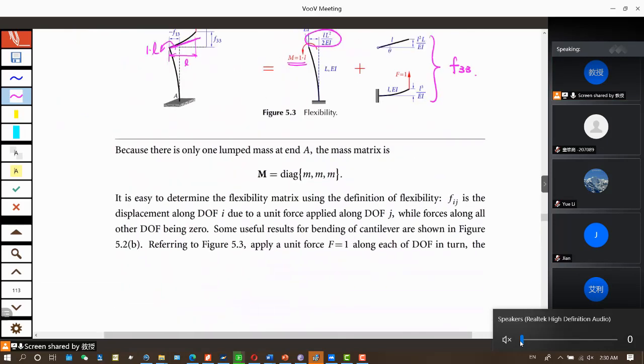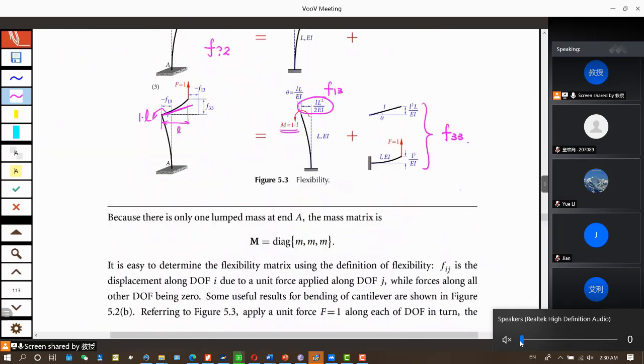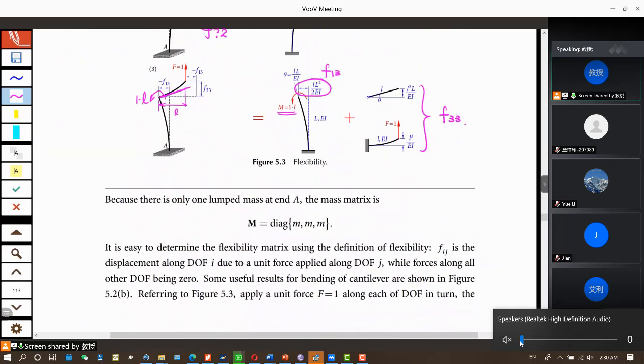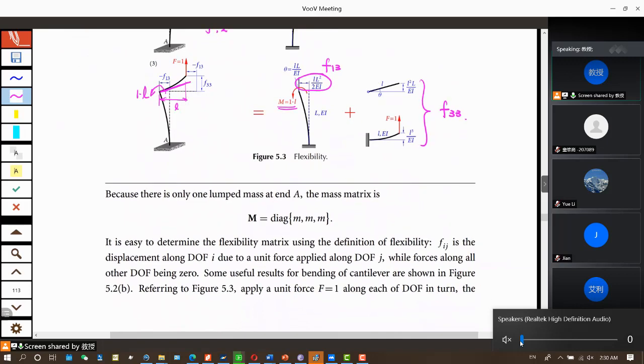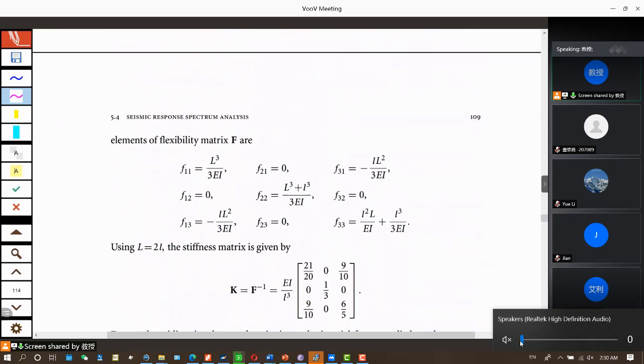Okay, so we find the flexibility of each element, and you can write the flexibility matrix. Take the inverse, and we find the stiffness matrix.